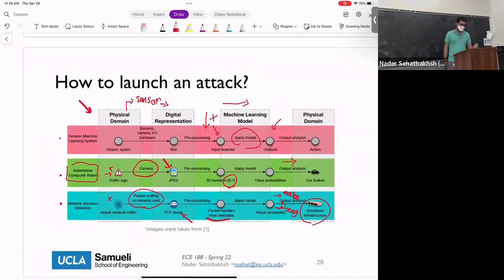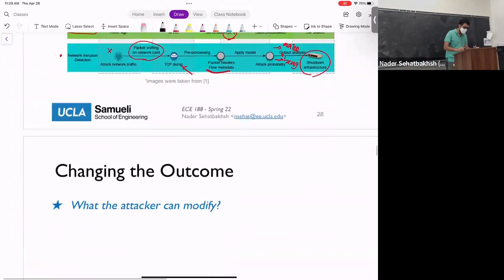And as we're going to show, obviously we cannot change things in here. This is part of the inside of the system. And as we said, this is basically where the system is secure. But what we can do is change the physical domain for this digital representation. And this way we force the system to make its own decision. Okay, so now let's see how.